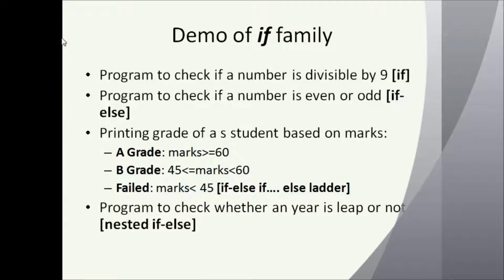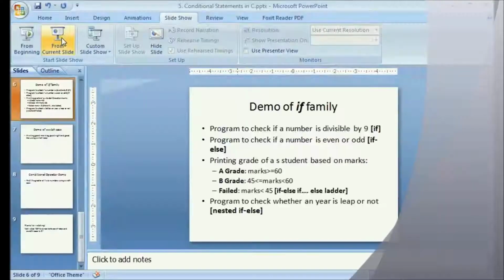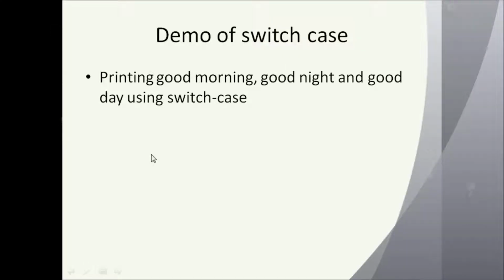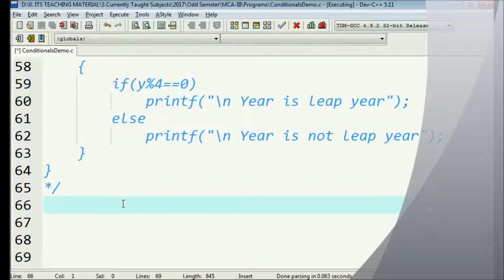And the next type of conditional statement is switch case. Switch case is also used for checking the condition, and the limitation with switch case is that it can check only the equality condition. So let's look at that. What is the general syntax of switch case? I'm just writing a simple program using switch case.